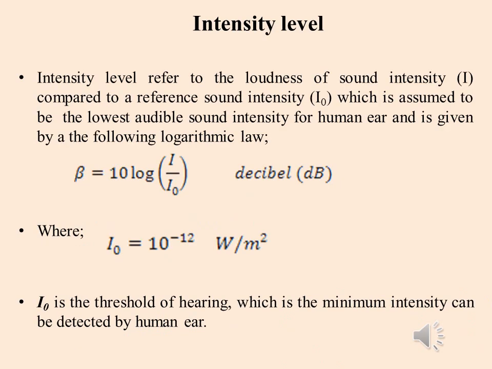Intensity level. Intensity level refers to the loudness of sound intensity, I, compared to a reference sound intensity, I sub 0, which is the threshold of hearing, the lowest audible sound intensity for the human ear, and is given by the following logarithmic law. The threshold of hearing, I sub 0, equals 10 to the power of minus 12 watt per square meter. The unit of intensity level is the decibel.